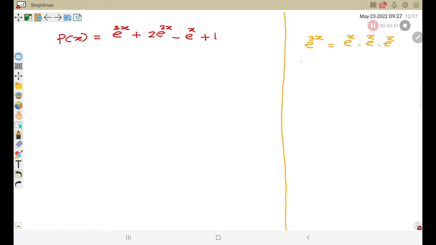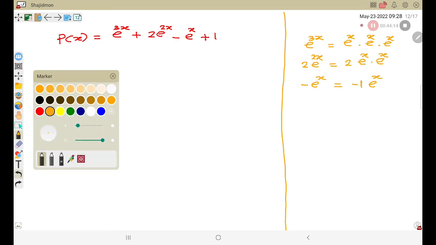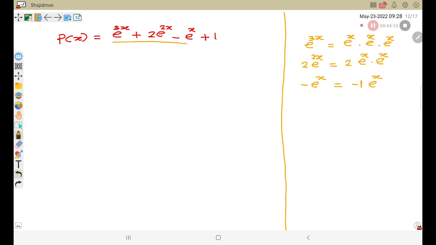Now same way, second term is 2e power 2x. That means 2 multiply e power x multiply e power x. That is the meaning of e power 2x. Now third term is minus e power x. What is the meaning of that one? Minus 1 multiply e power x. Correct? Now what we will do, as I told you, first 3 terms take a common term outside.